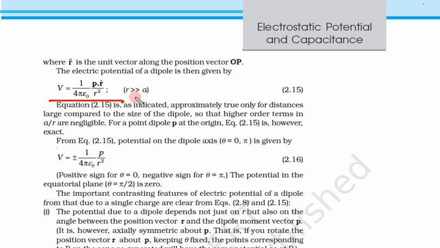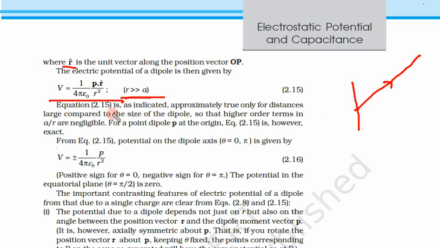So this is the potential at much larger distances than the separation of the two charges. Now as I said, this r is the unit vector along the direction of OP. What was O? The midpoint of this, and this point was P. So this is the unit vector along this direction.